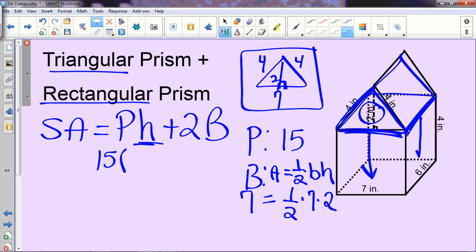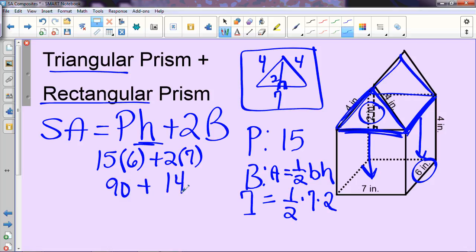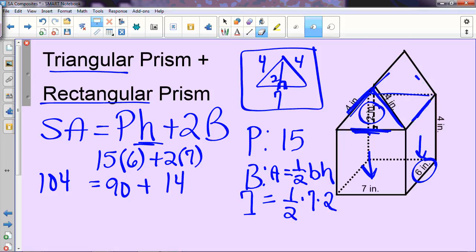So I don't see a measurement here, but just like before, it is a rectangle, so I know the height of that triangular prism is 6 plus 2. Capital B we found to be 7, so times 7. 15 times 6 gives me 90, plus 2 times 7, which is 14. So the surface area of the triangular prism is 104. I'm not going to worry about units till the end. Now let's work on that rectangular prism underneath. Let me get this out of your way.